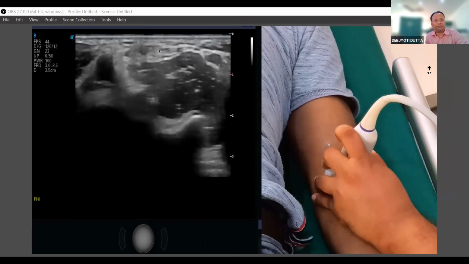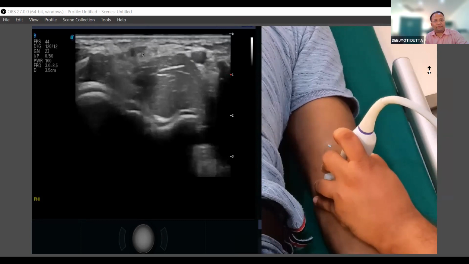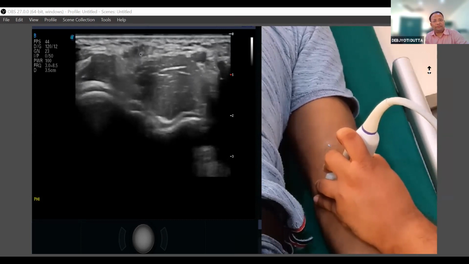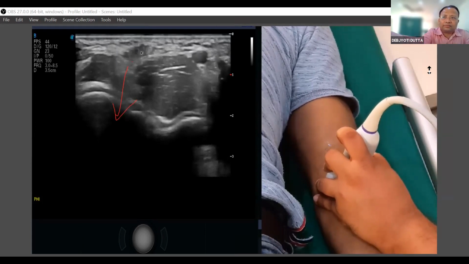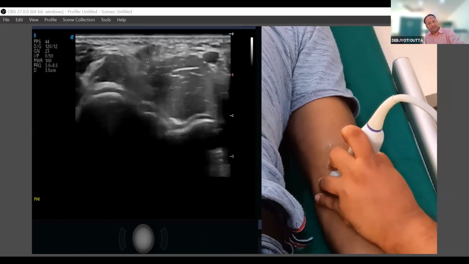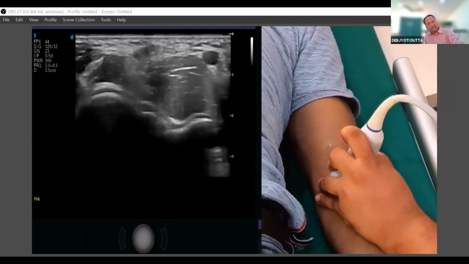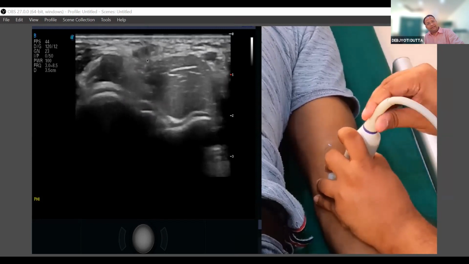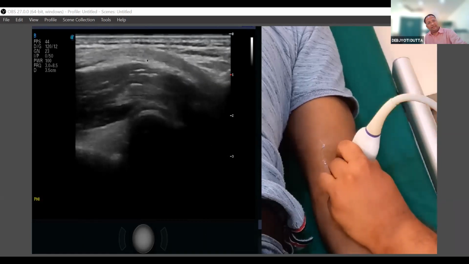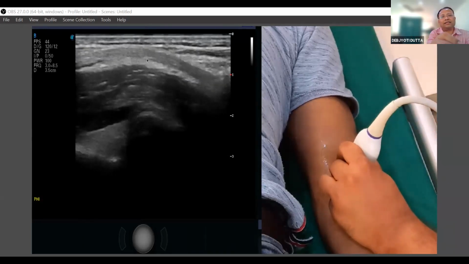This is the biceps tendon, and it goes to attach to the radial tuberosity. Now, if we want to see the biceps tendon in longitudinal view, again we should apply the same formula. There is nothing different. First make it at the center, hold the probe, rotate 90 degrees. So what you are able to see is the longitudinal view of the biceps tendon.